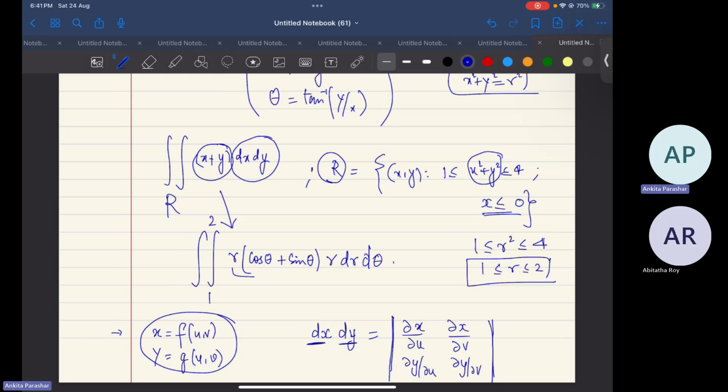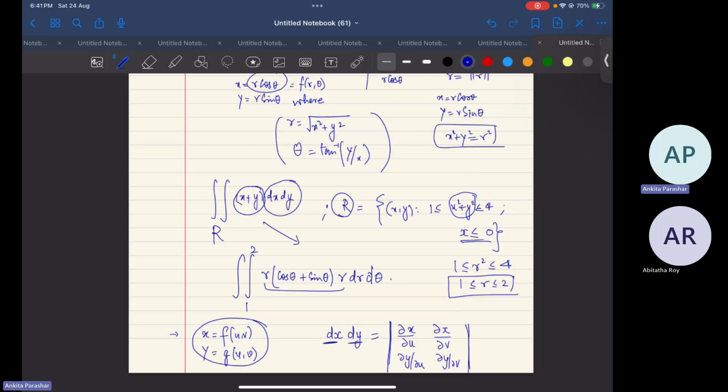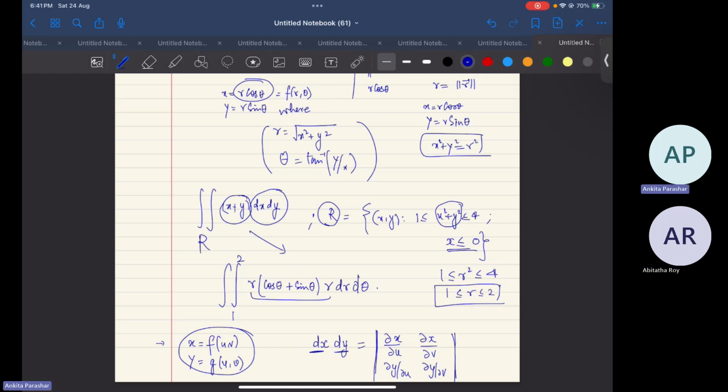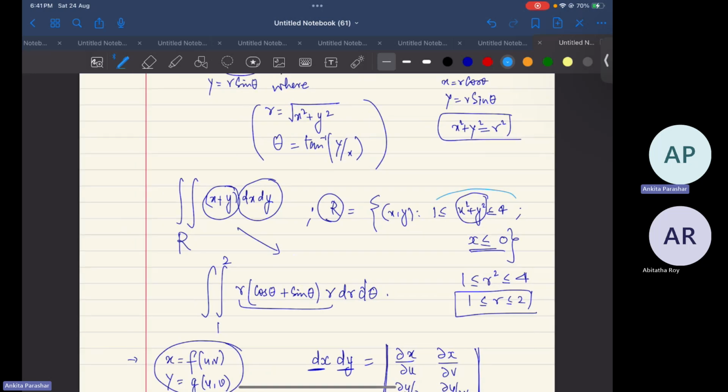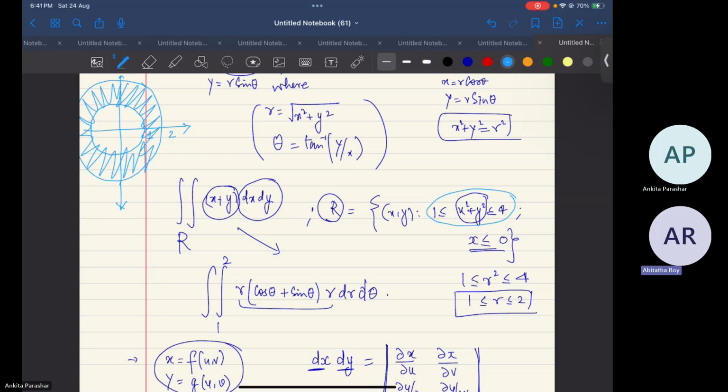Okay, we had the limit for r from 1 to 2, but how do we determine the theta limit? Something is given to you. If we carefully see the graph, this lies between 1 and 4. What is this? This is a circle. Two circles we have. One circle has radius 1, the other has radius 2. You agree? And the region is between those two circles.